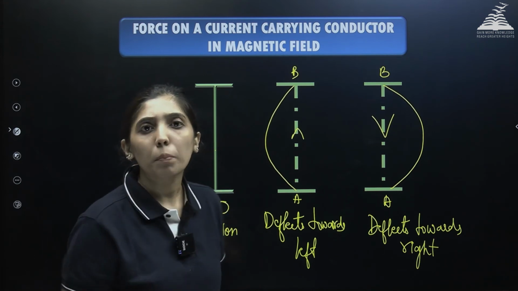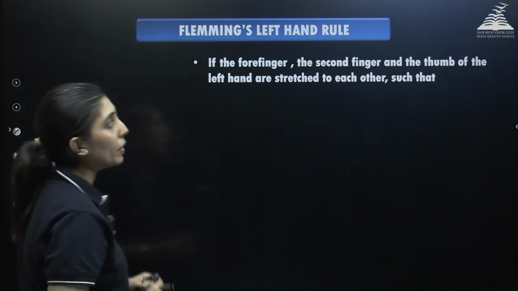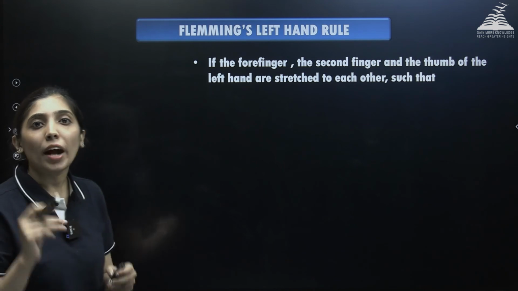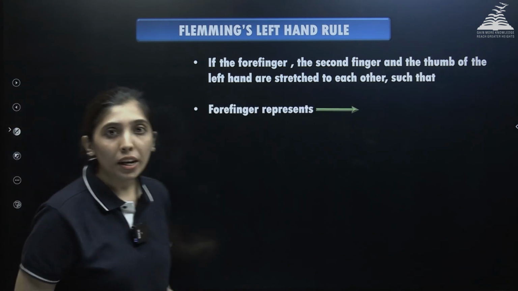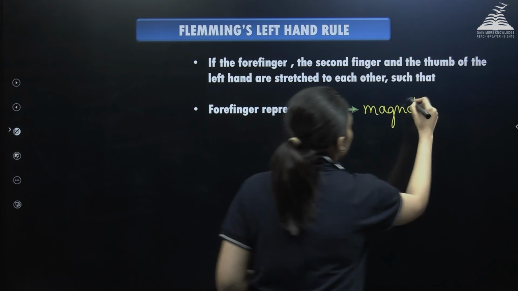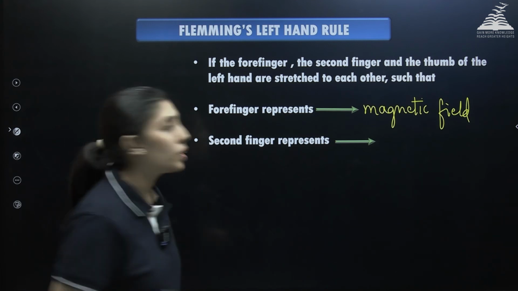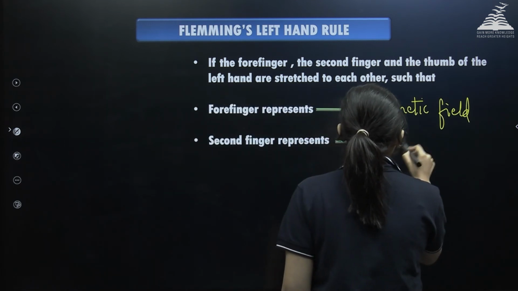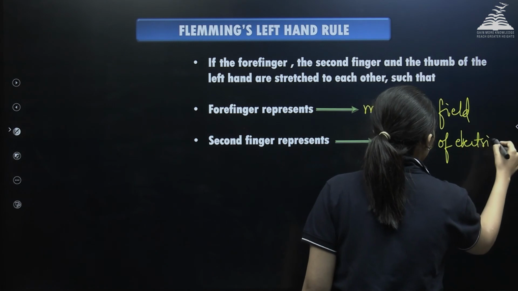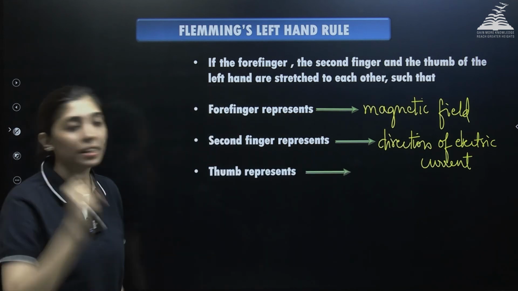The direction is given by Fleming's left hand rule, which states that if the forefinger, the second finger and the thumb of the left hand are stretched in such a way that they are held at right angles to each other, then the forefinger will represent the magnetic field. And your second finger will represent the direction of the electric current. And your thumb will give you the direction of the force acting on the conductor.